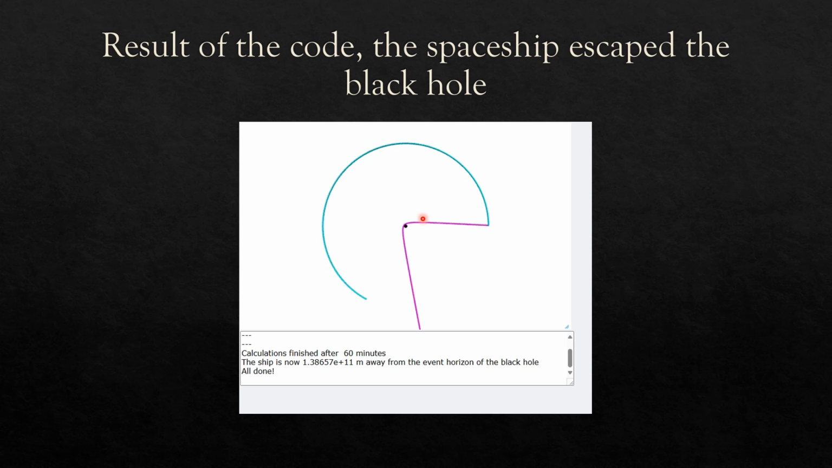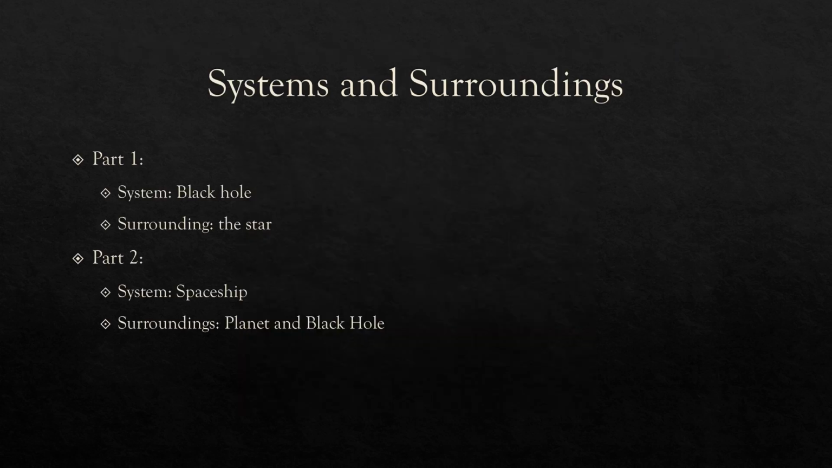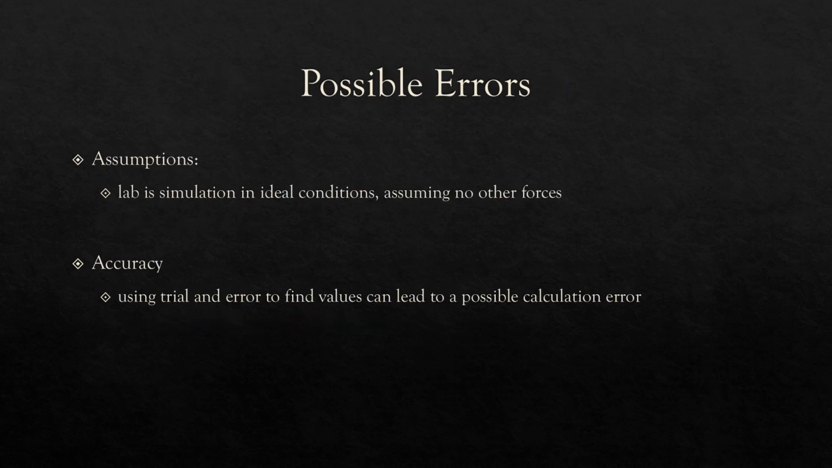So now both parts are complete, we need to cover the possible errors of the lab and the system and surroundings. For part 1, the system is the black hole, and the surrounding is the star. For part 2, the system is the spaceship, and the surroundings are the planet and the black hole. Now these are the possible errors. One, the lab is a simulation, so it's in ideal conditions, assuming no other forces, which in reality is unlikely, and therefore this is a very obvious source of error.